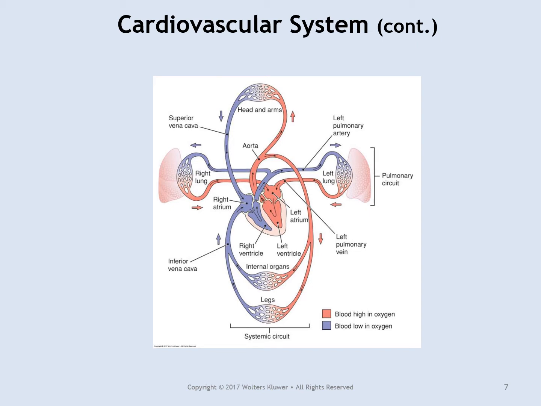Here's a schematic of blood flow throughout the body. And I am just going to basically trace a red blood cell from the left ventricle throughout the body and then back into the left ventricle ready to be pumped out again. So let's start right down here in the left ventricle. Left ventricle contracts, forces blood out in two directions. It goes superiorly to the head and arms.